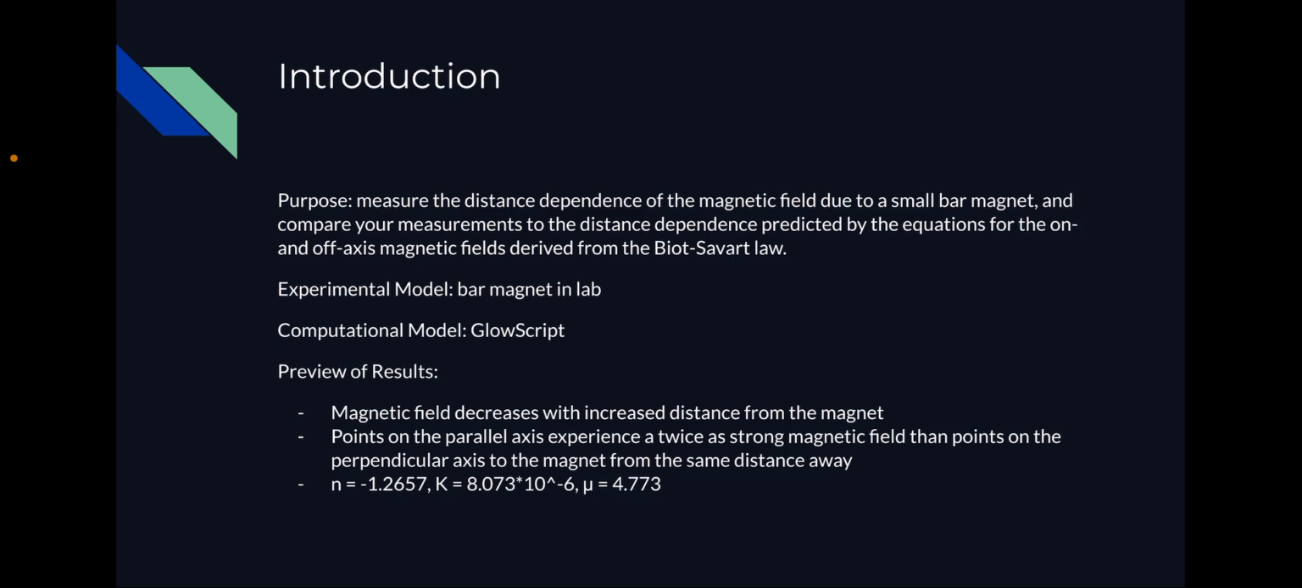Points on the parallel axis experienced a twice as strong magnetic field than points on the perpendicular axis to the magnet when they were the same distance away. And n was determined to be negative 1.2657, k was 8.073 times 10 to the negative 6, and mu was equal to 4.773.